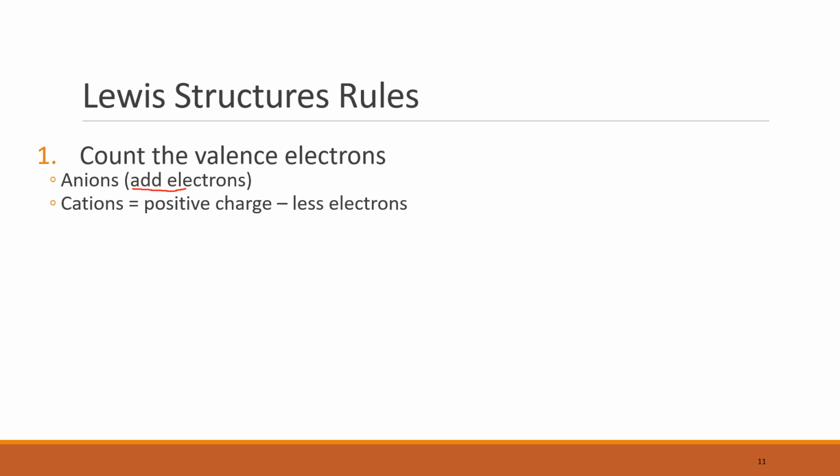If you're dealing with a cation, meaning a positive charge, you need to then subtract out that positive charge. So if you have a +3 charge on a compound, you need to subtract that from your total valence electron count, because that means we have 3 fewer electrons than we would think if it was neutral.